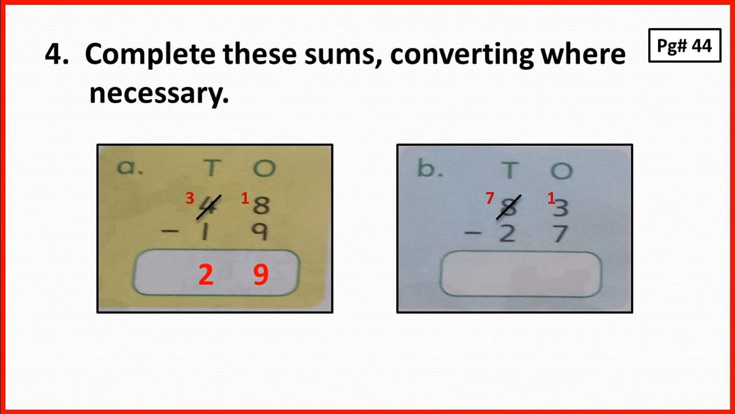Now we can take away 7 from 13. So when you subtract 7 from 13, the number comes 6. Now subtract tens. So when we subtract 2 from 7, the number comes 5.